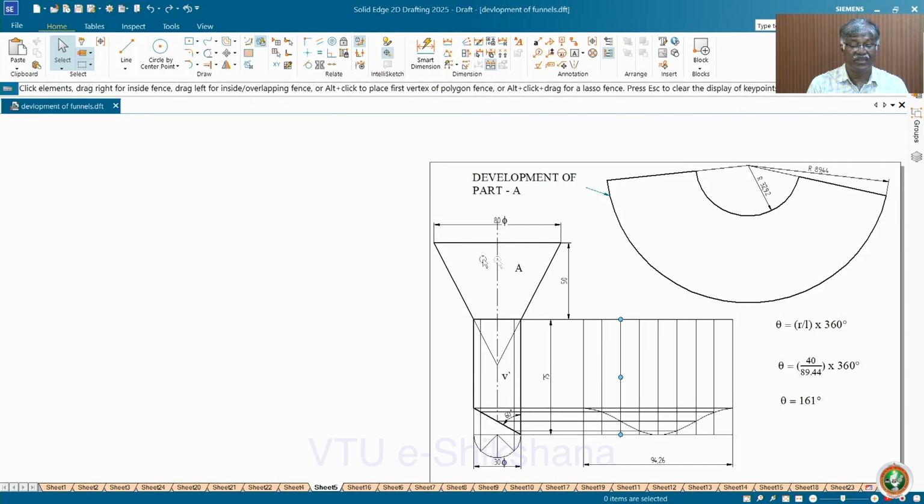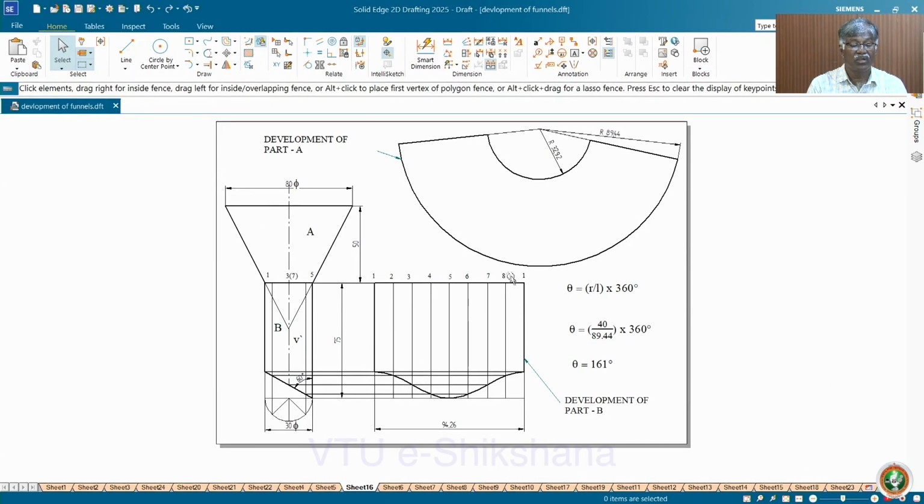Now, part A is as usual, same thing, and part B is the truncated cylinder. Then you darken it again. So this is how you darken this portion. Development of part B. This is development of part A. You can just mention that. That's all. So this is how you complete the funnels type 1, type 2, without truncation, with truncation, especially for the cylinder.